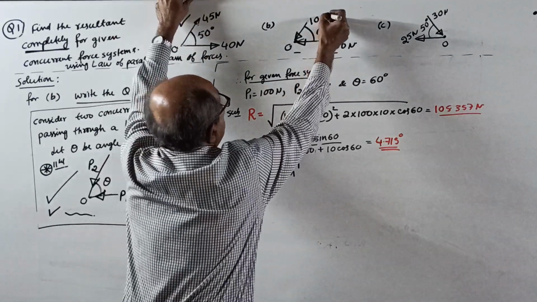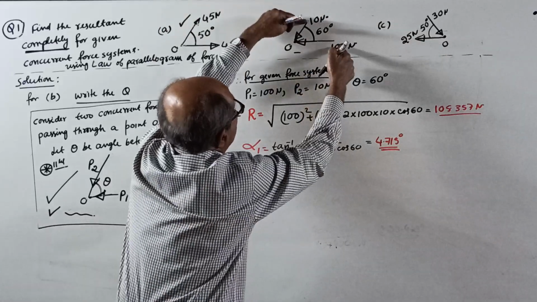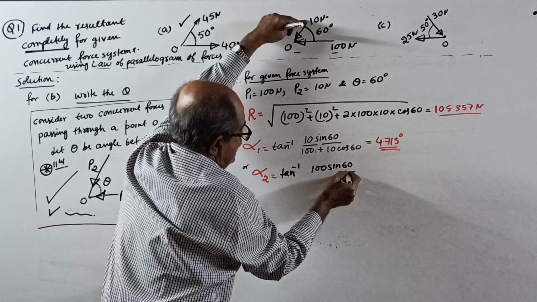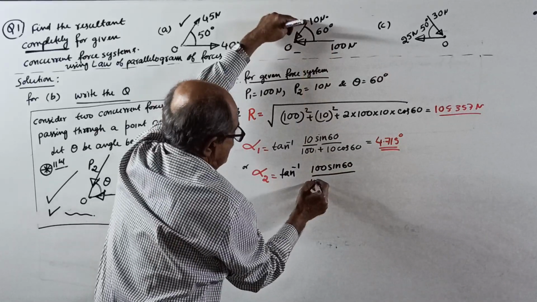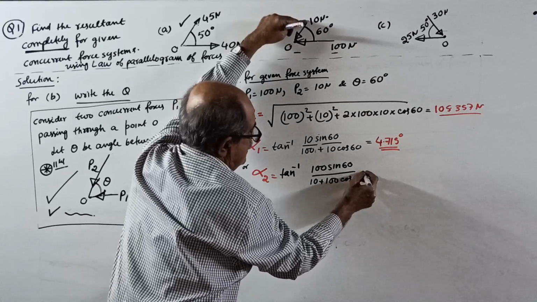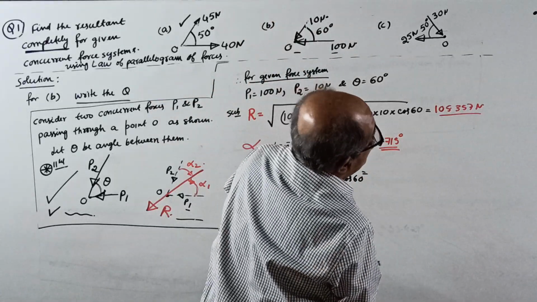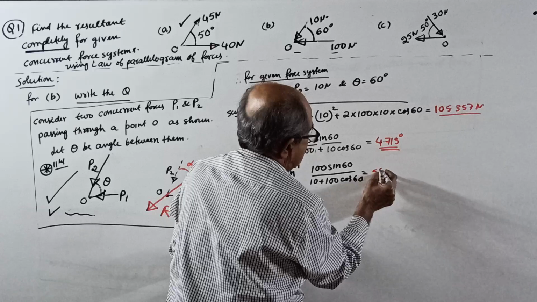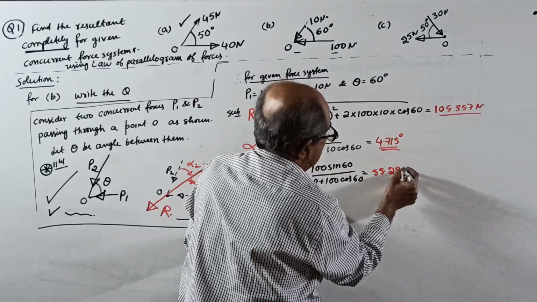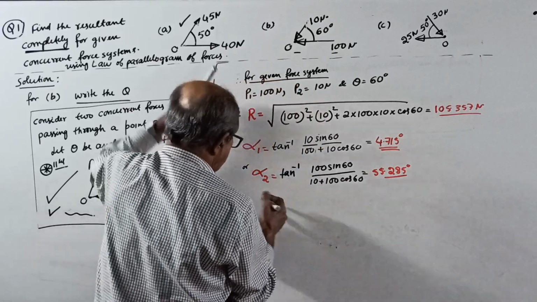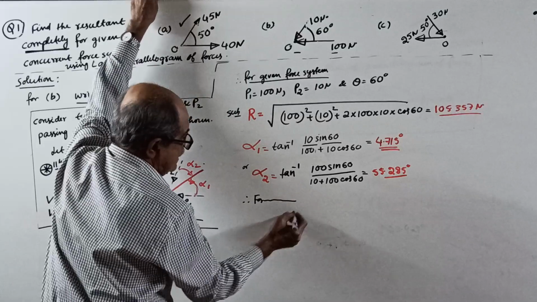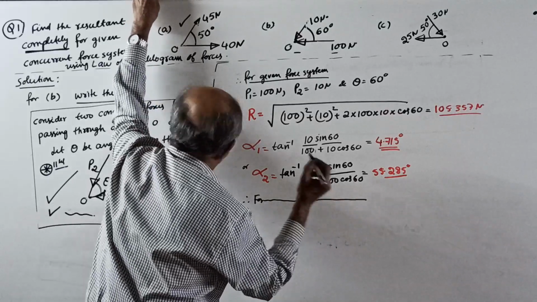Tan inverse of. Now we want it with this one, the other force, 100 into sine 60 divided by that force 10 plus the other force 100 into cos 60. It will come 55.285 degrees. Okay. Therefore, for the given force system, the resultant is as shown below.